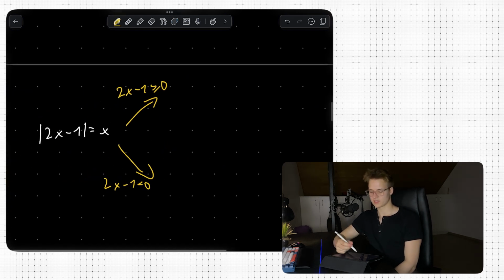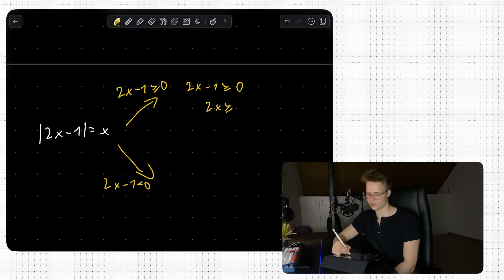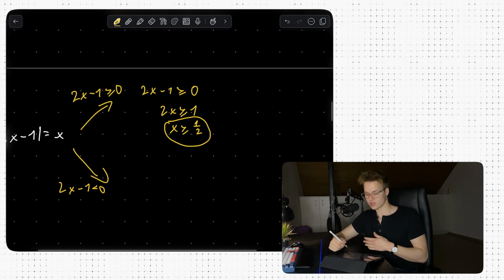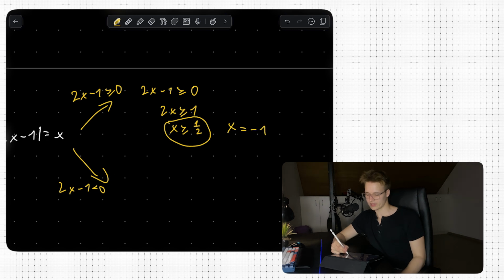If 2x minus 1 is greater than or equal to 0, well, let's solve this inequality first. 2x minus 1 is greater than or equal to 0. 2x is greater than or equal to 1. And x is greater than or equal to 1/2. Okay? So that's our condition. And this will be important because when we get the solution, we're going to have to check the condition to see which option is even possible. For example, you might get that the solution to this equation is x equals minus 1.